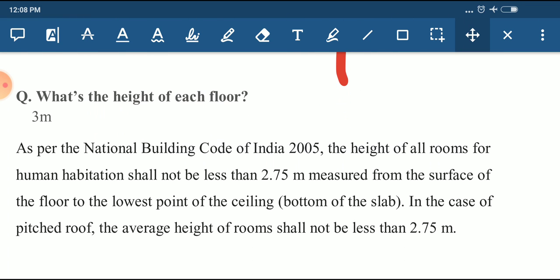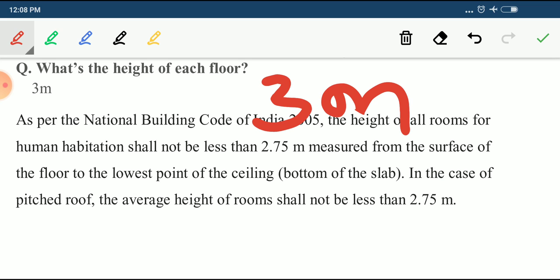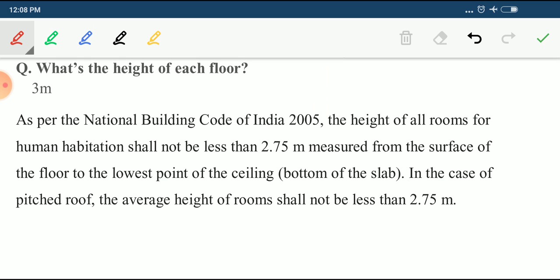What is the height of each floor? If you construct any residential building, what is the height of each floor? Usually the minimum height should be equal to 3 meter. As per the National Building Code, the height of all the rooms should not be less than 2.75 meter, measured from the surface of the floor to the lowest point of the ceiling. This is the one thing you have to remember. So the minimum height should be 3 meter.